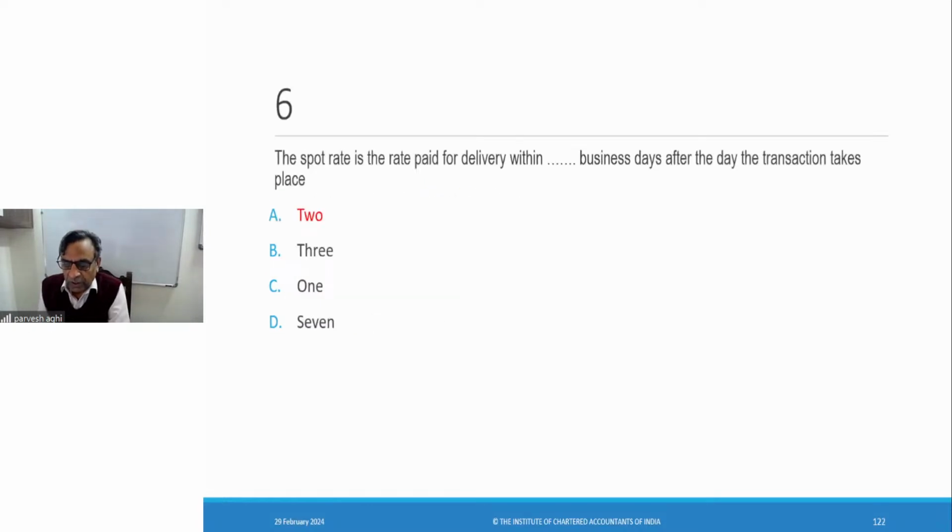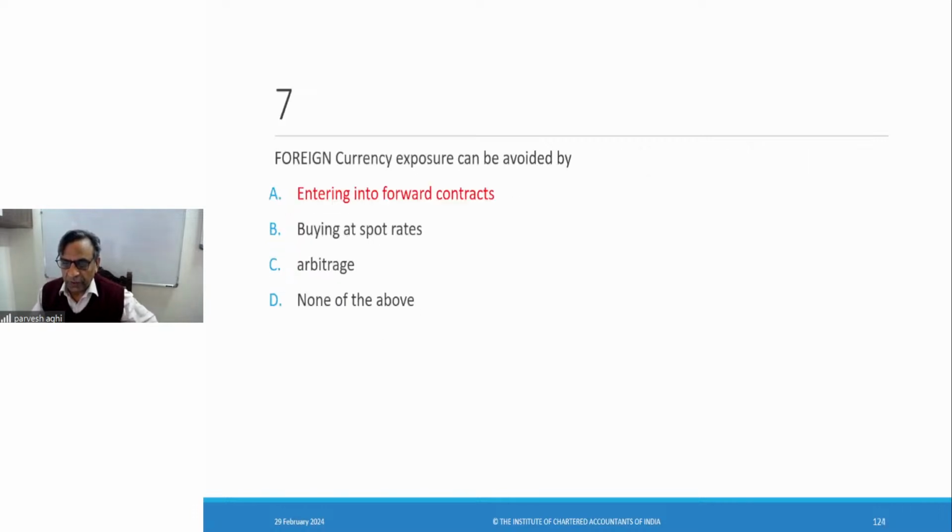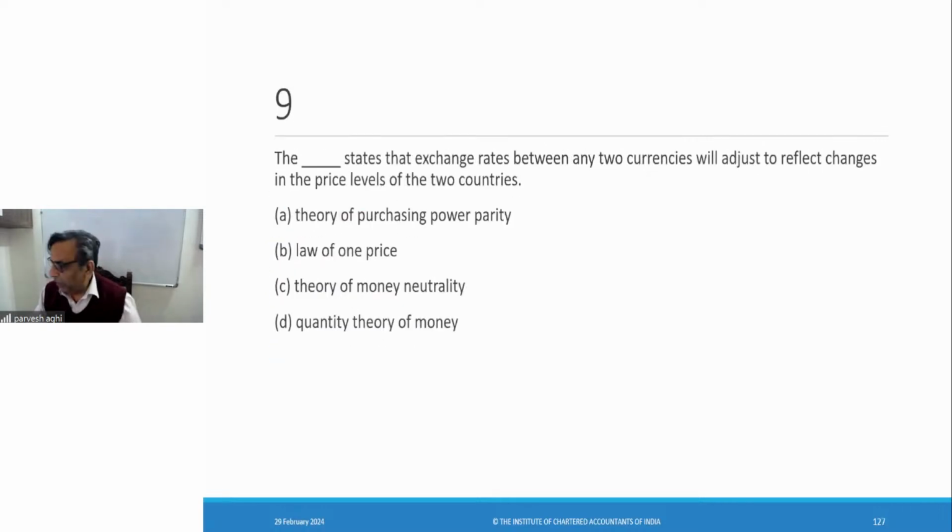The spot rate is the rate paid for delivery within 2 business days after the day of transaction. Because this is the norm here, it is T plus 2. That's why it is. Now here we basically end our session for the day.